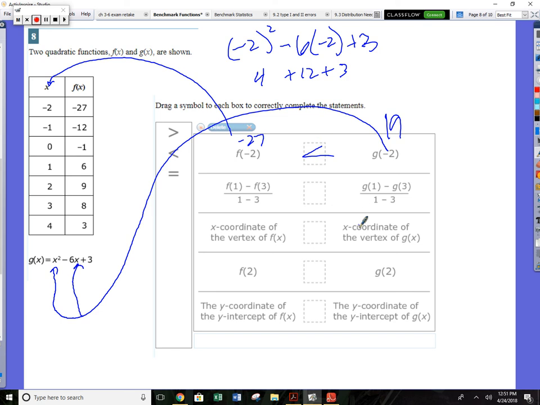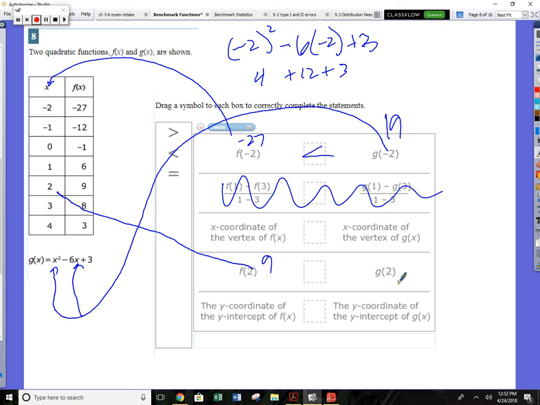Now, this one's cool. Let's do this guy right here. If you plug 2 into f, it spits out a 9. They're not going to give you this. They're never going to give you that. Guarantee. That's nasty. But this is not bad.